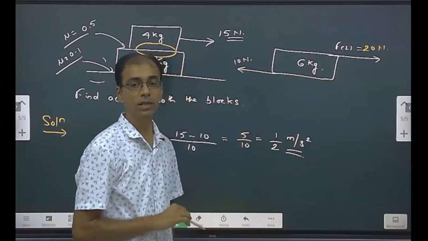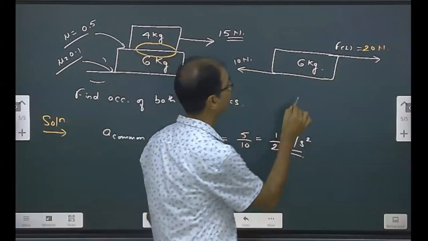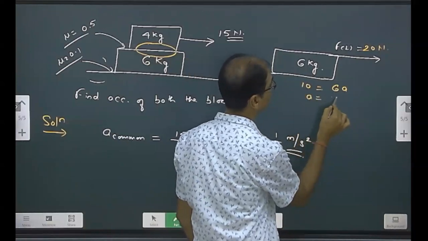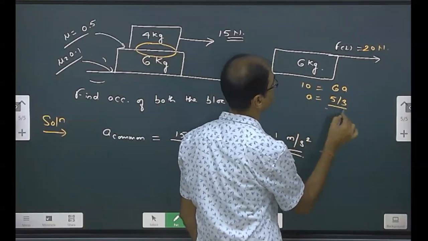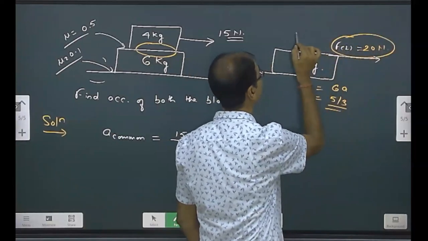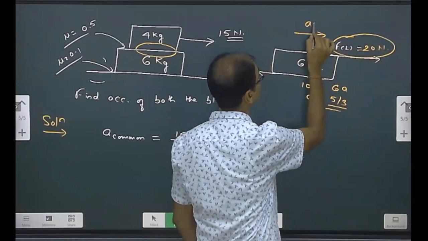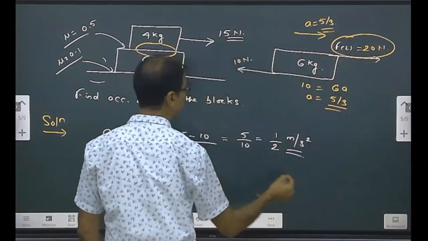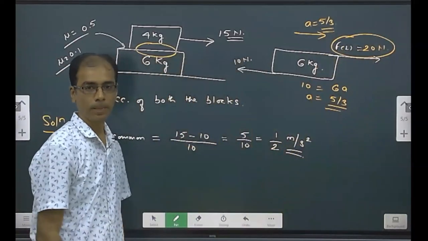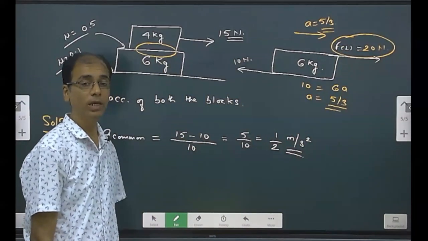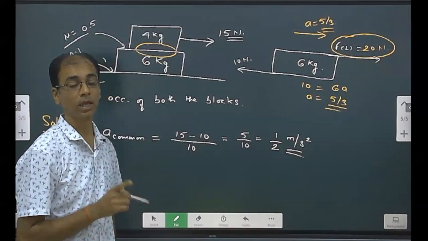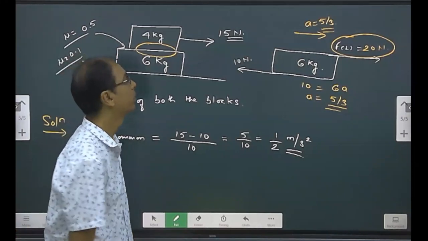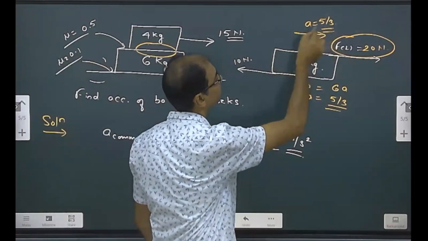So net force is 10. So 10 equal to 6A. That means acceleration is 5/3. Yes, it's possible. This limiting force can make this block move with what acceleration maximum? 5/3. And here what we require? Only half. We require only half. That means limiting force FL is more than required value. How much we required? We wanted it to move just with half meter per second square.